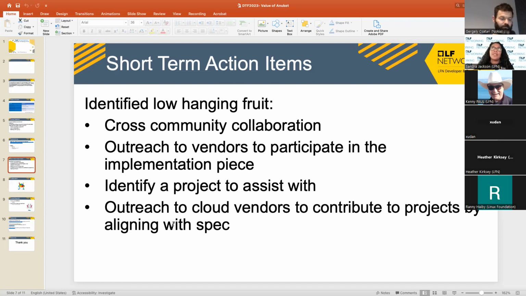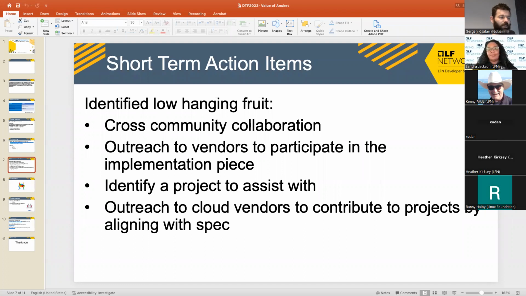And I'll pause here because that is an ask. And the question here is, is there anything else from anyone on this call that you can identify that we should do, should try, or anyone who will be willing to participate in any of these pieces?